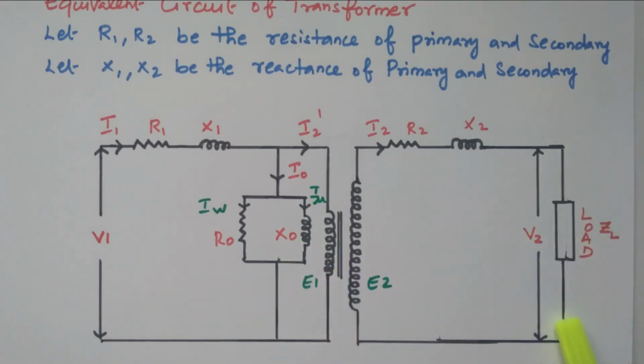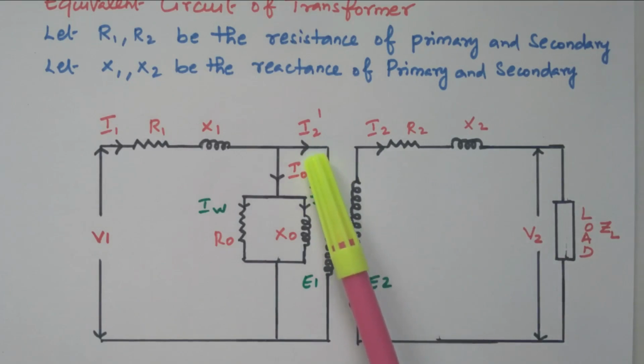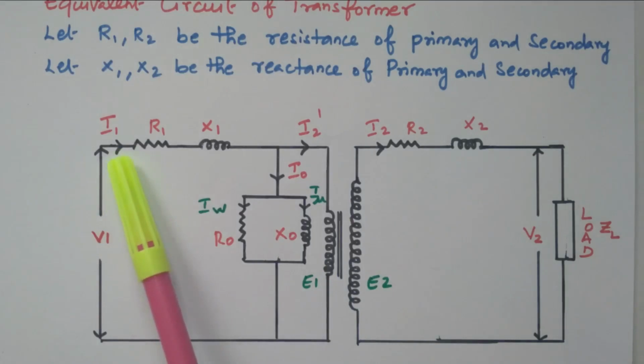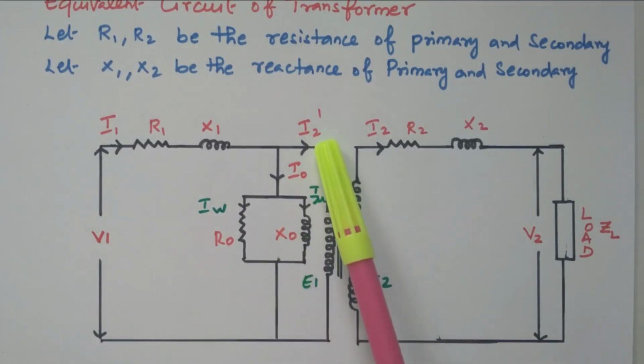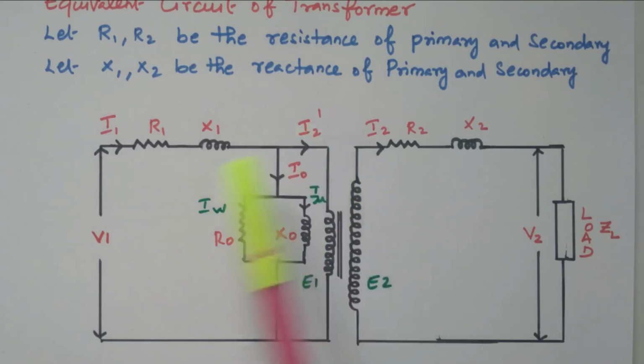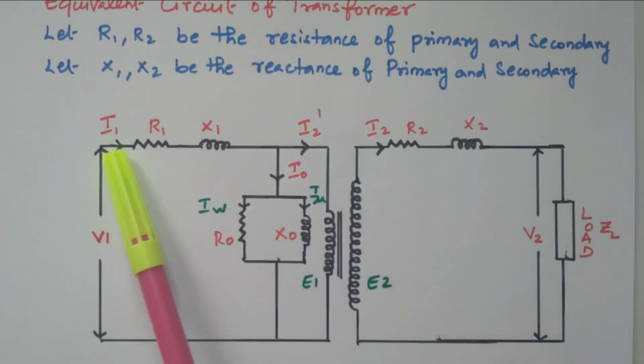When the secondary is loaded, what will happen? The secondary current will flow through the secondary winding, so that current also flows through the primary winding. It's called I2 dash. I2 is the current flowing through the secondary winding when it is loaded. So because of the loaded condition, some more current will flow through the primary, that is called I2 dash. So this I1 is the total primary current, that is the sum of I0 and I2 dash. I0 is due to no load condition, I2 dash due to loaded condition. So the vector sum of these two is nothing but the total current I1.